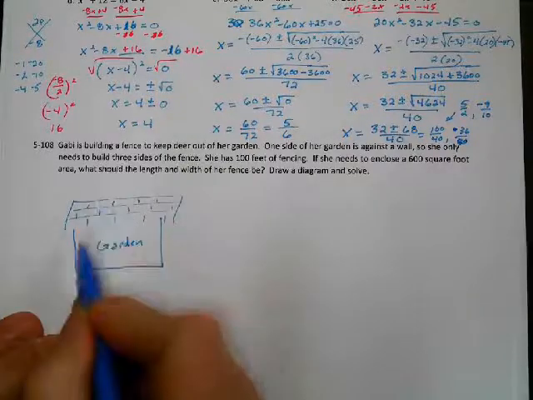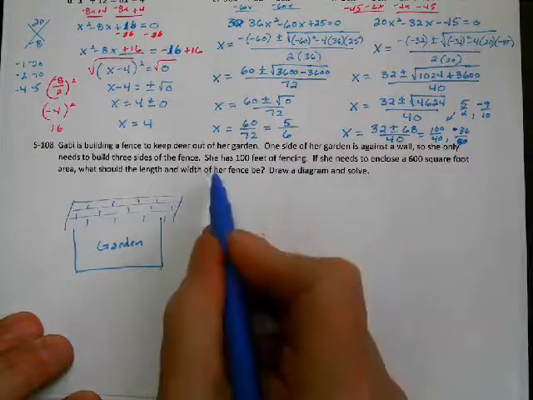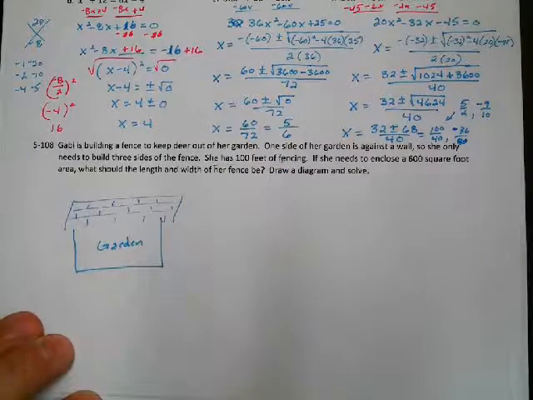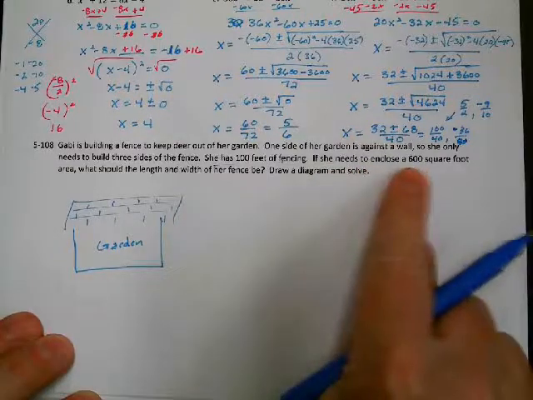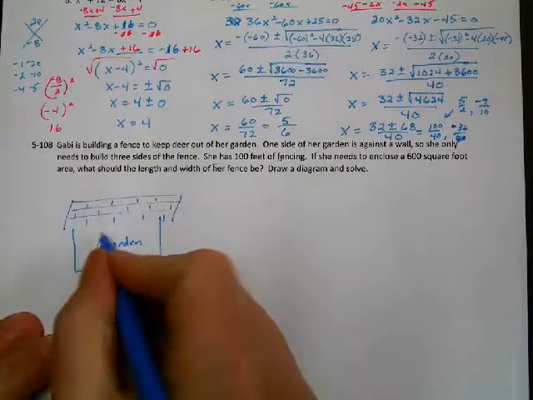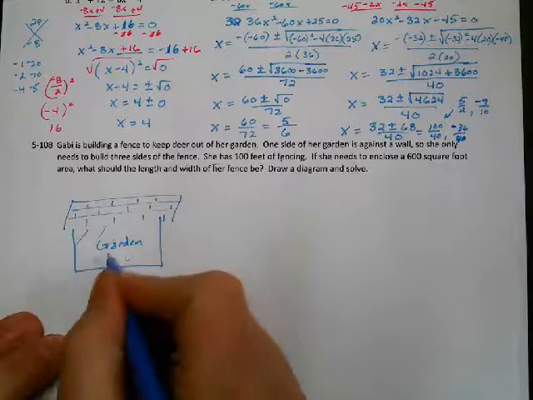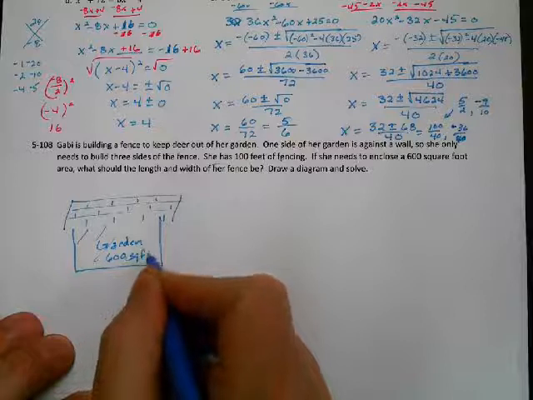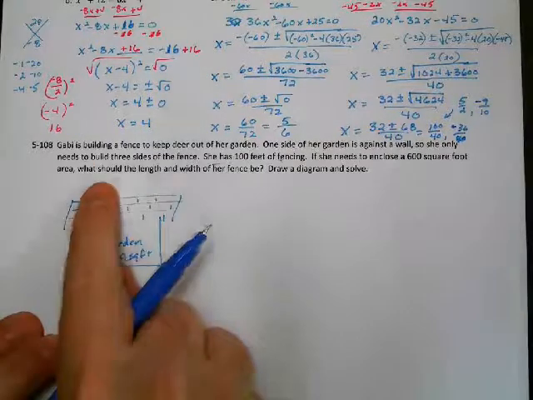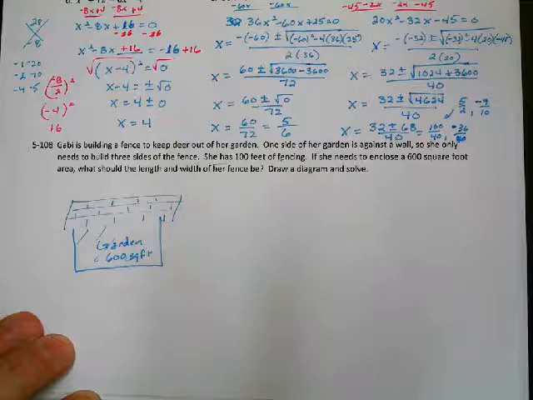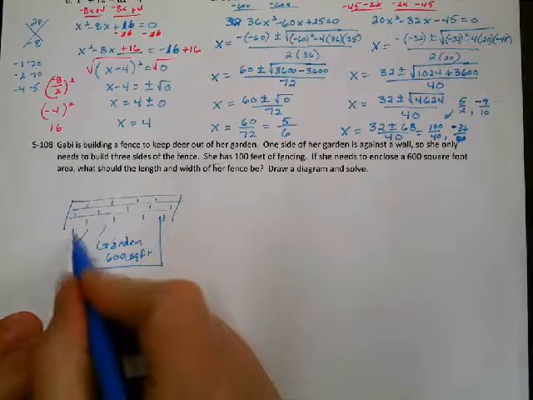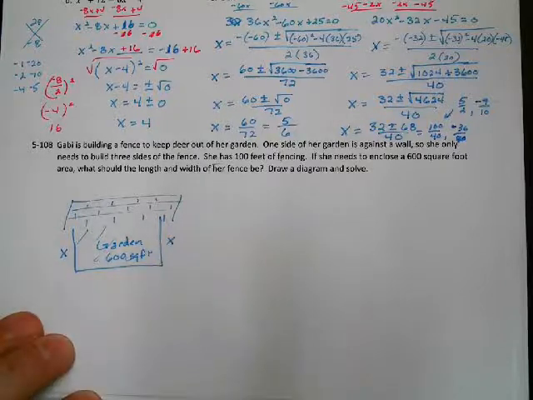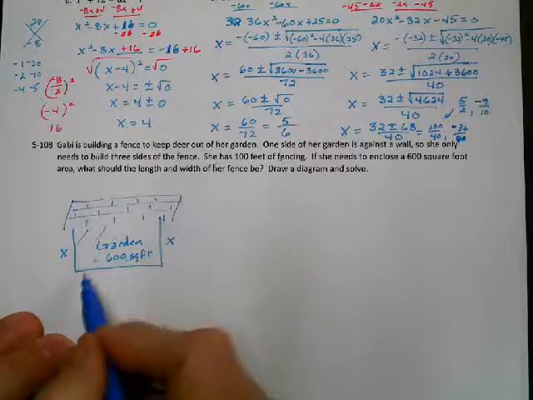Okay, she's got 100 feet of fencing, so these 3 sides have to add up to 100. She needs to enclose 600 square feet, so the garden here is 600 square feet. What would the length and the width of her fence be? All right, so it's not a true perimeter because it's only this side and this side. Maybe these are our widths. So I don't want multiple variables. I only want one variable.